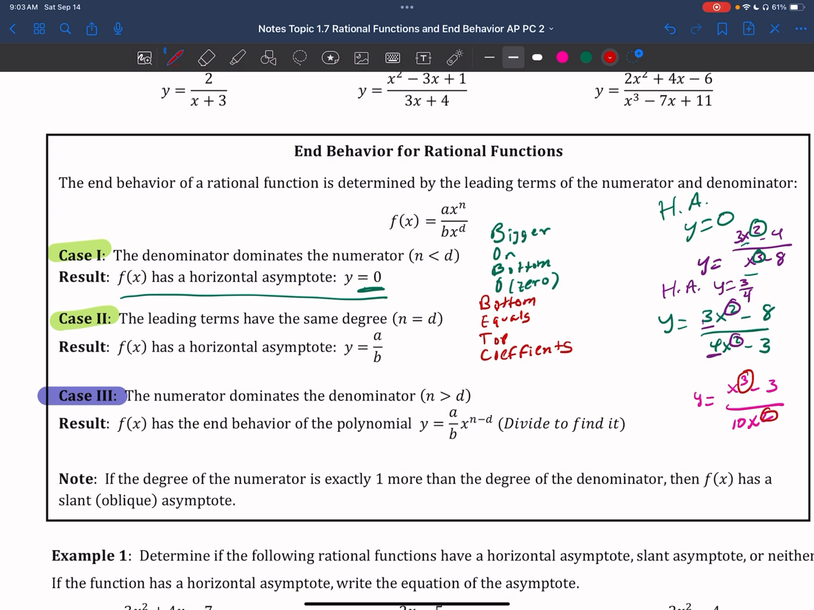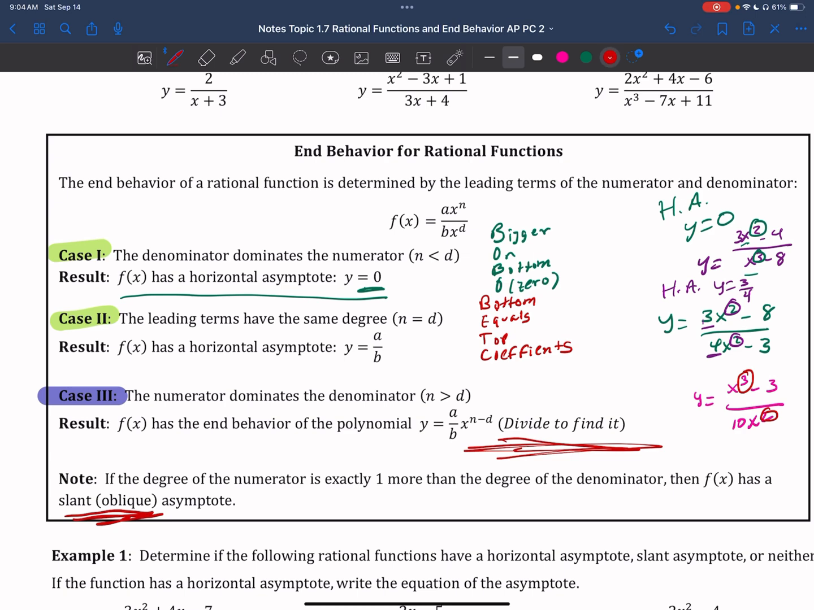Please make a note that if the degree of the numerator is exactly 1 more than the degree of the denominator, then f of x has a slant or oblique asymptote, which is what we saw at the beginning of the video. You can see here that the degree of the numerator is 3, the degree of the denominator is 2, their difference is 1. So this example right here will have an oblique asymptote, and you must do long division to find it, which we will do in the near future.